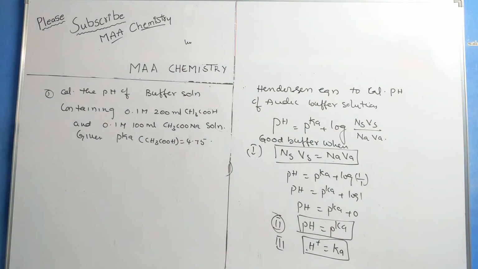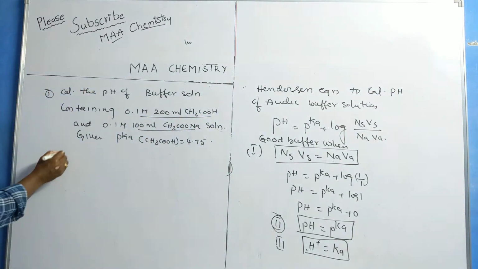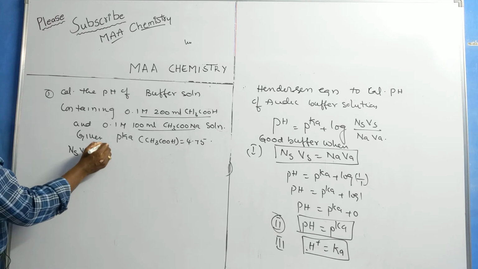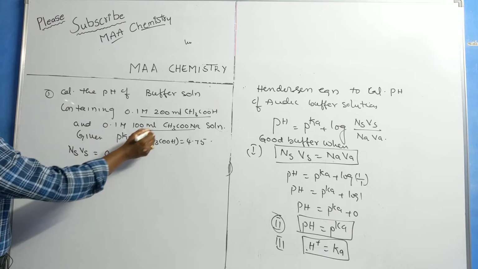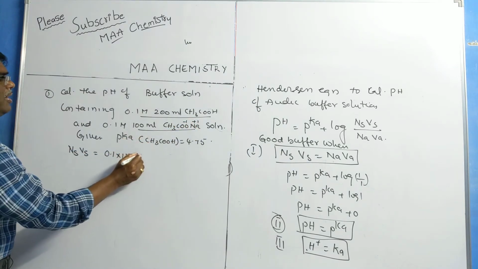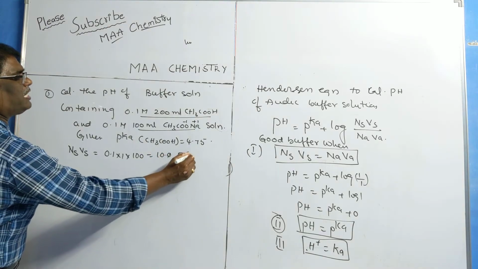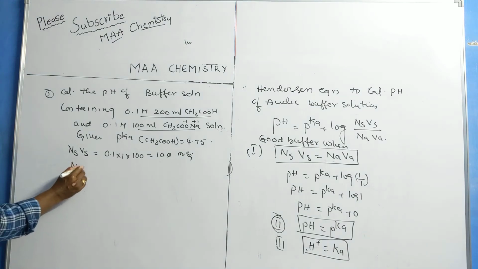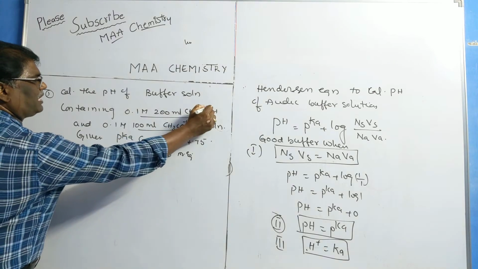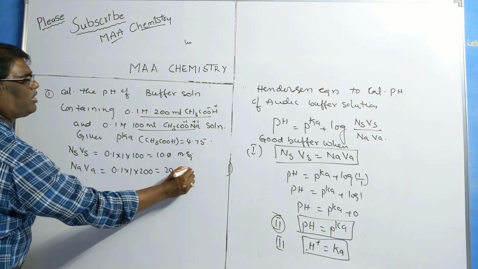First we collect the data. The given is a weak acid and its salt. Now tell me, what is the strength of the salt? Normality is 0.1, the N factor is 1, and the volume is 100 ml, so we get 10 milliequivalents. Similarly, the strength of the acid: normality 0.1, N factor for acetic acid is 1, volume 200 ml, so we get 20 milliequivalents.